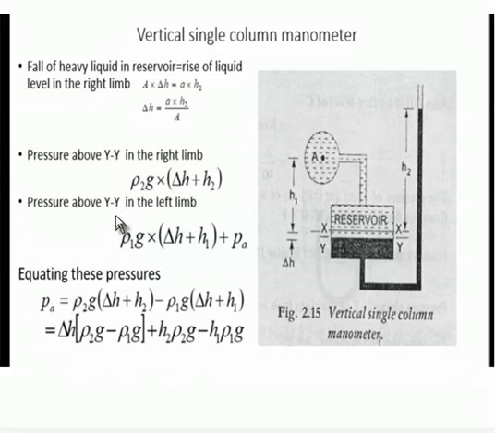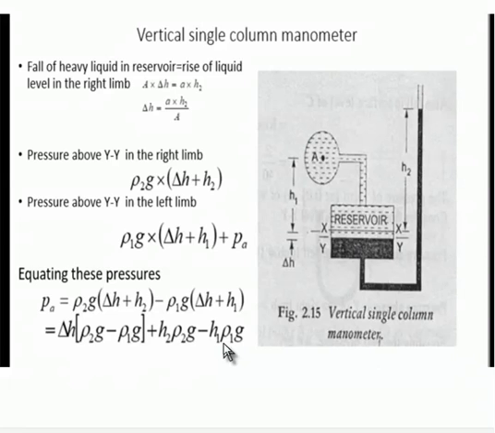Pressure above the YY line in the left limb is equal to rho 1 g into (delta H plus H1), plus PA, because we have the pressure at point A. Equating these two and simplifying, we get PA equal to rho 2 g (delta H plus H2) minus rho 1 g (delta H plus H1). Delta H is common, so taking it outside: PA equals delta H (rho 2 g minus rho 1 g) plus H2 rho 2 g minus H1 rho 1 g.